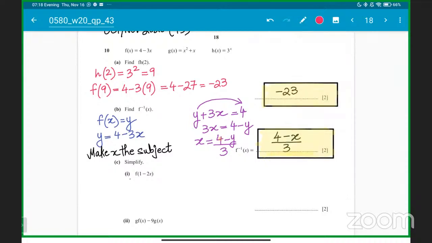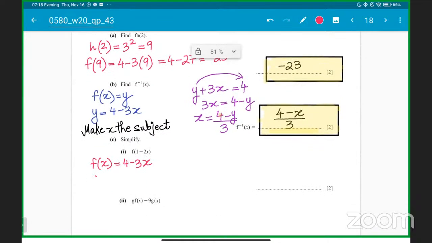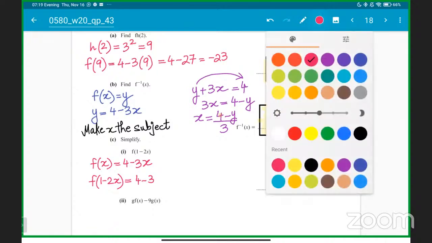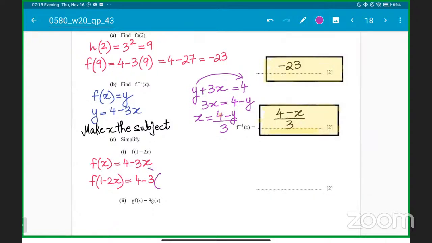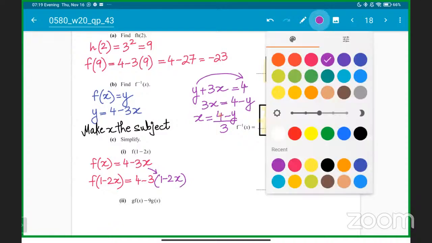Okay, so we have to find f(1 minus 2x). We already know f(x), the function, is 4 minus 3x. So if you have to put in 1 minus 2x, just replace the x in 4 minus 3x: instead of this x, you are going to plug in 1 minus 2x. Hope students got this, okay?